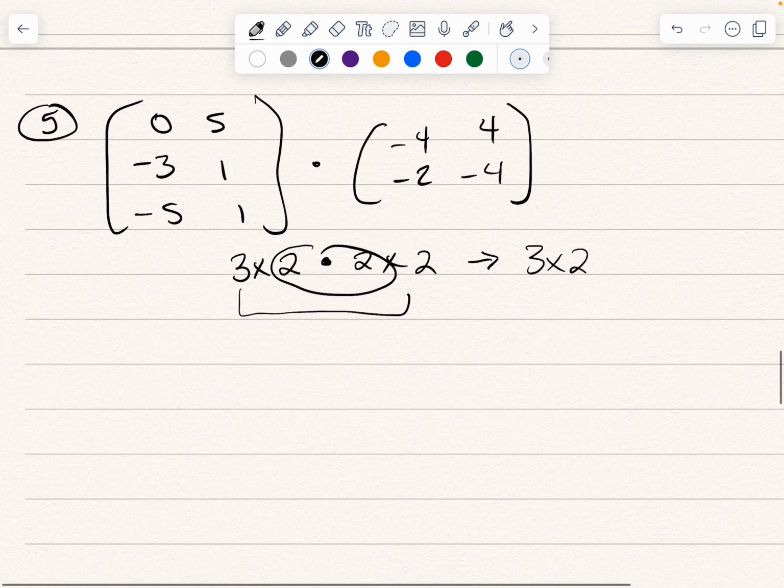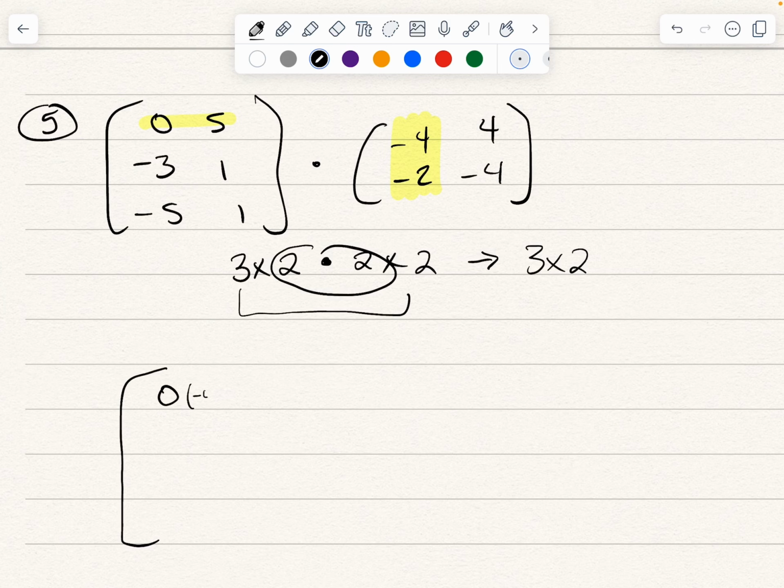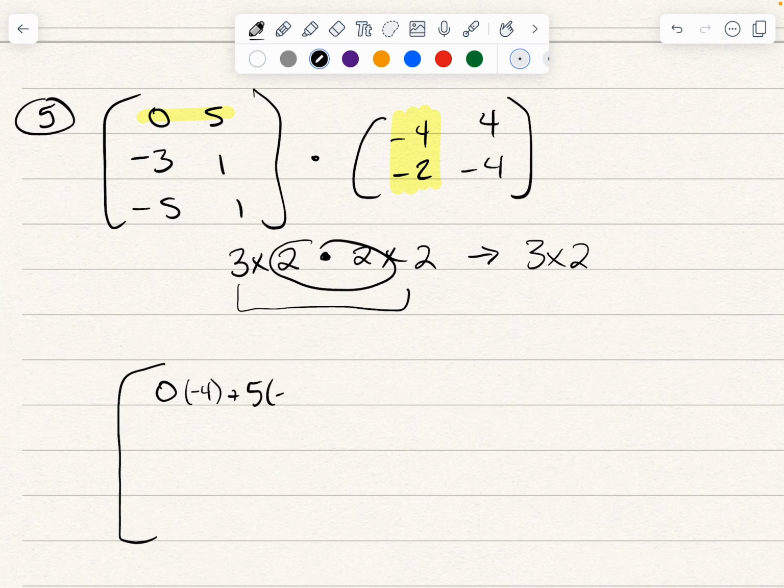Okay, so let's look at how that process is going to work for us. All right, so I've got to do everything in row 1 by everything in column 1. That's going to give me my first spot here. 3 rows, 2 columns. So this is going to have 3 rows and 2 columns. So this is going to be 0 times negative 4 plus 5 times negative 2. Then I'm going to take everything in row 1 times column 2. So I've got 0 times 4 plus 5 times negative 4.